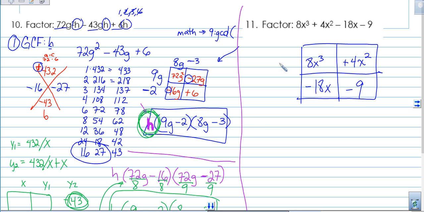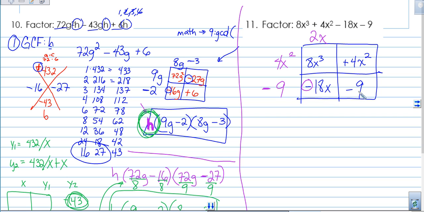What goes into 8 and 4? That's a 4. They both have an x, and the smallest one is a 2, so you're going to take out x squared. What do 18 and 9 have in common? They both have a 9. They don't both have an x, and this one's negative, so that one's negative. Okay? Go this way. They both have a 2 in common, and they both have an x. Okay? 2 times 4 is 8. 1 plus 2 gives you 3 x's. 2 times 9 is 18, and it's negative. Okay? And then there's 1 x between them, so we know we did it right.